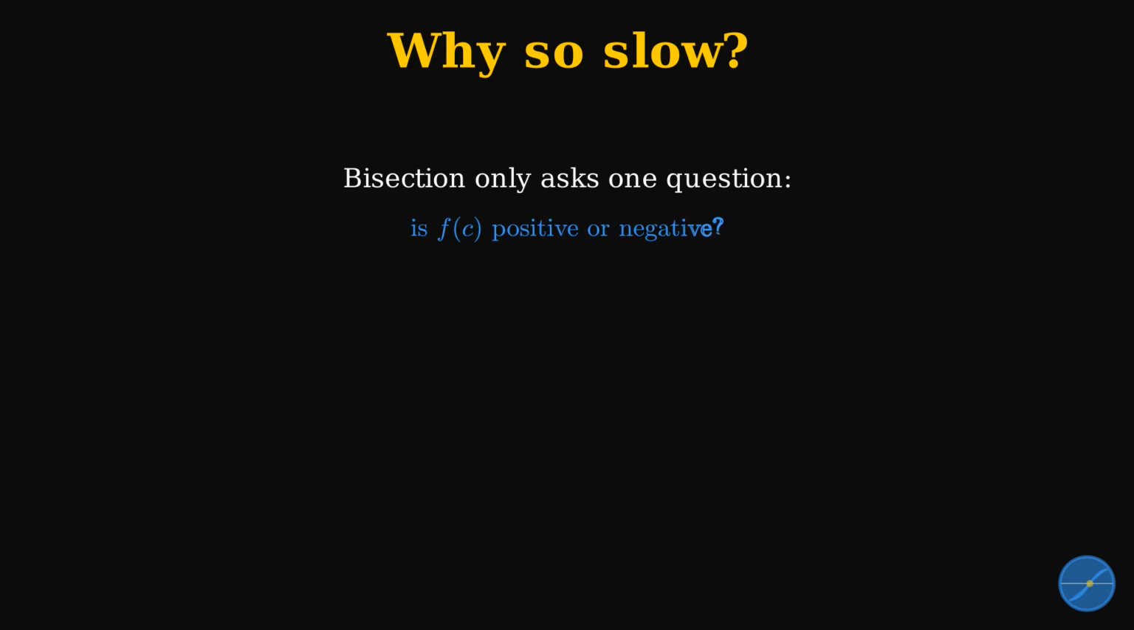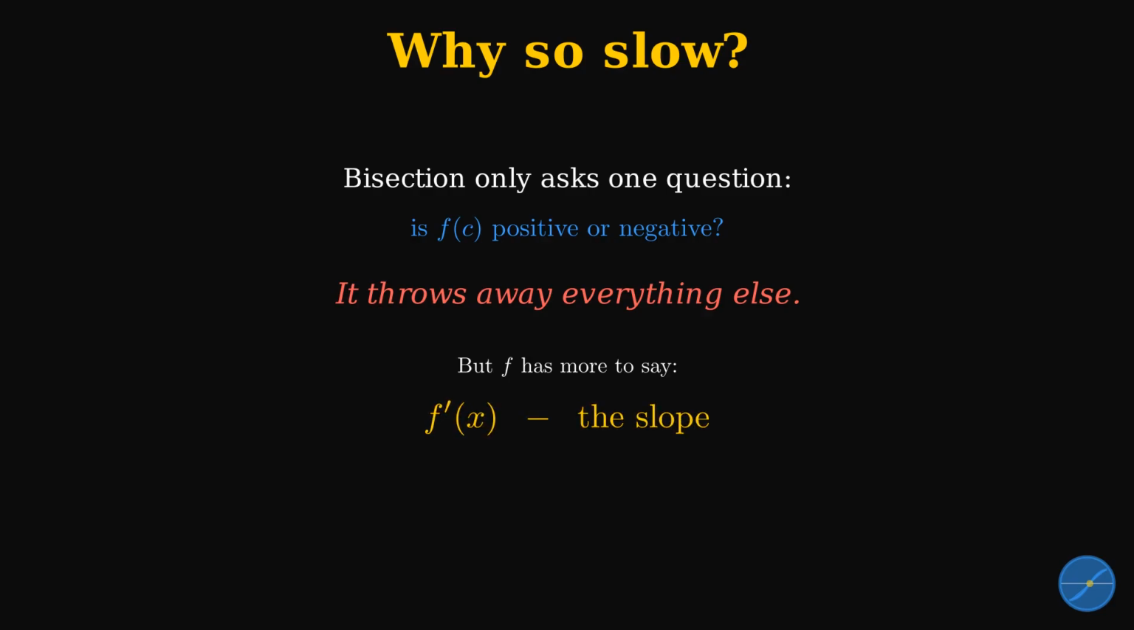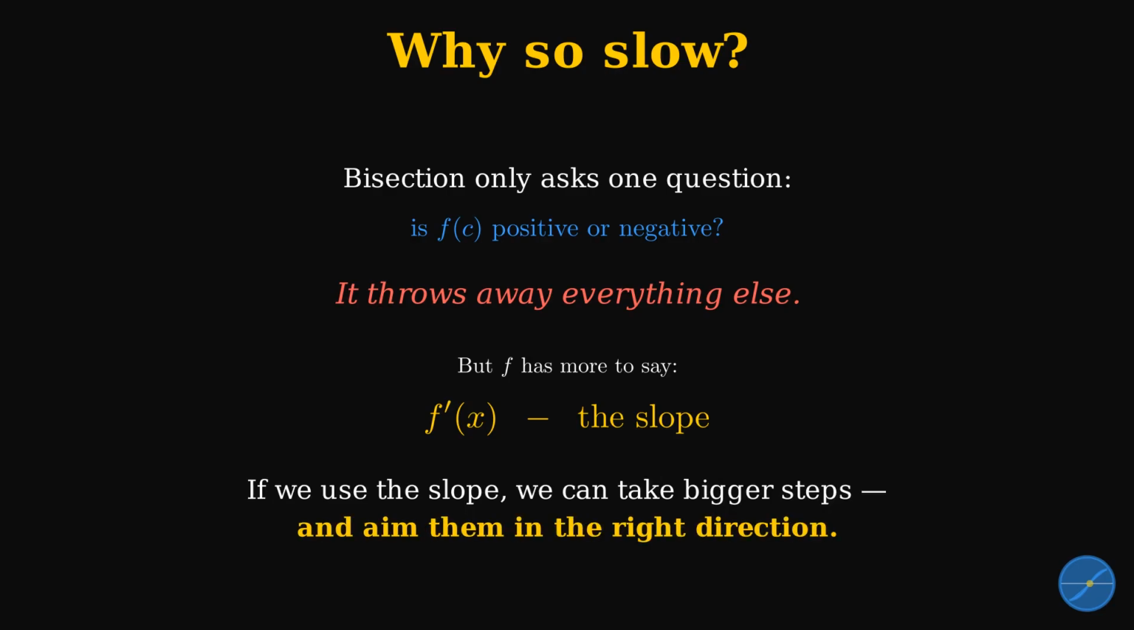First, why do we need something new? Bisection only ever asks one question. Is f of c positive or negative? That's a single bit of information per step. It throws away everything else the function is telling us. But f has more to say. At your current point, f also has a slope, a derivative, that points towards the root. Use that slope and you can take bigger steps and aim them in the right direction.